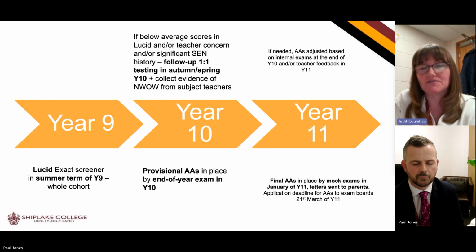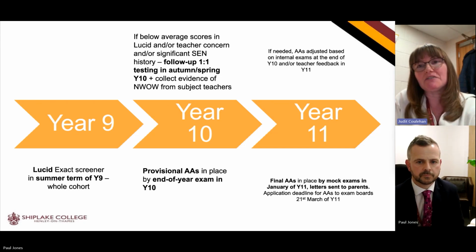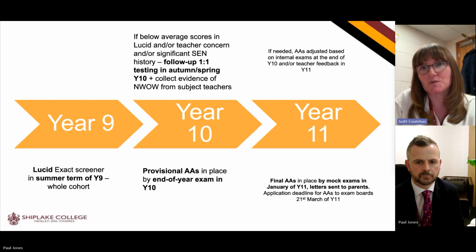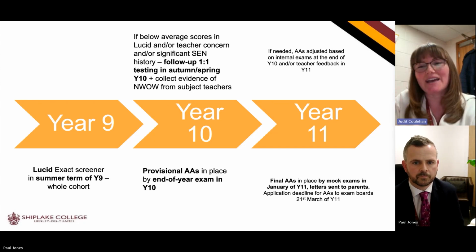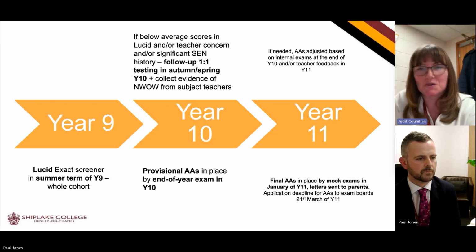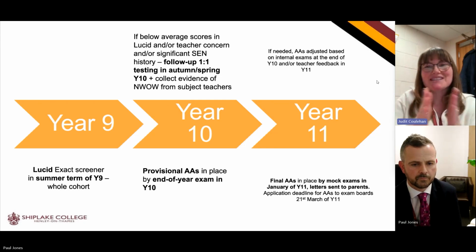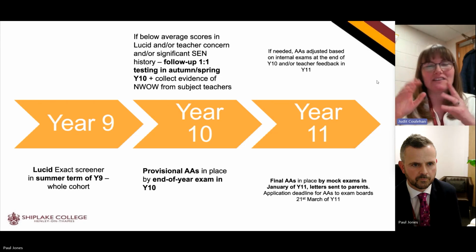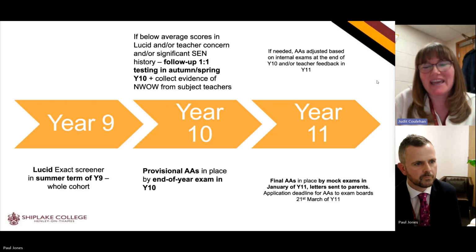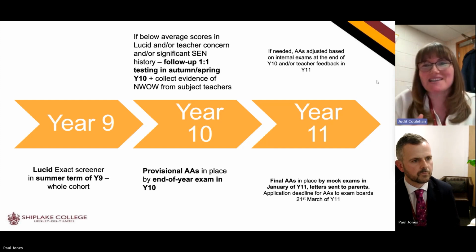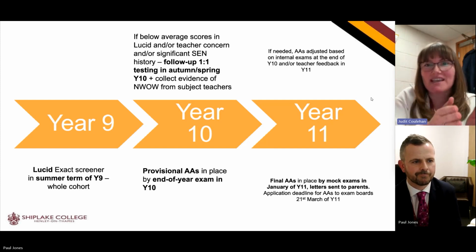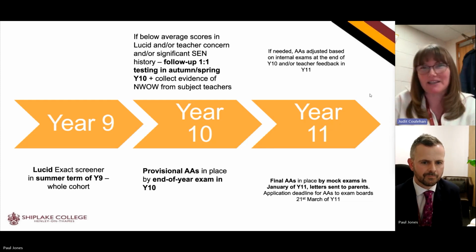And once the access arrangements are finalized, we send a letter to you, the parents, and the students as well. And the final application deadline for access arrangements, so we have to apply to the exam boards one by one, individually for every single student, is the 21st of March of the exam year. So in this case, year 11. So as you can see, it's a very long process. There is a lot more to it. Why is it so long? It's actually a very prescriptive process by JCQ, but it's a process, and this is how we do it. So it starts at the end of year 9, and finishes about this time in year 11.